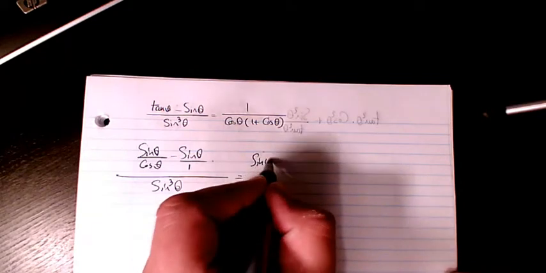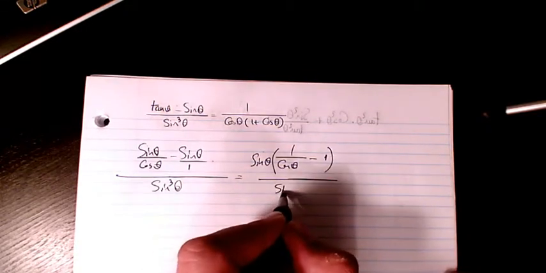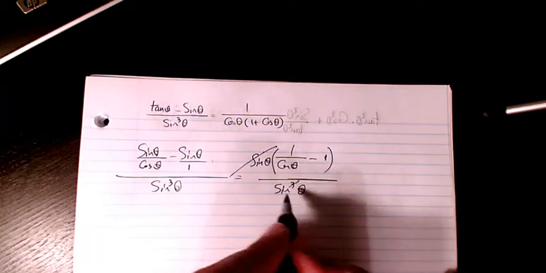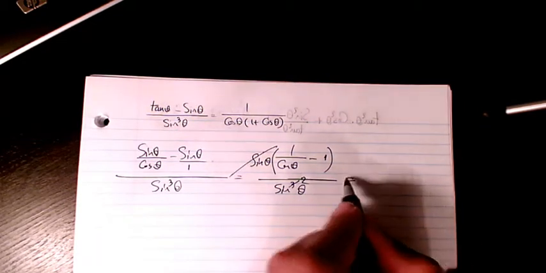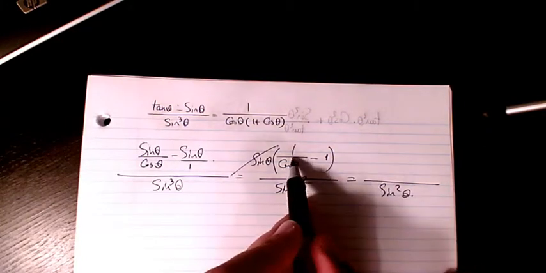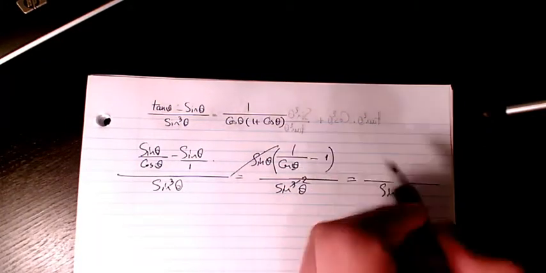Then you can factor out sine theta. It's going to be sine theta times 1 over cosine theta minus 1, over sine cubed theta. Then you can cancel this sine with the 3 here. It becomes 2, so it's going to be sine squared theta. And here I have 1 over cosine theta minus 1.